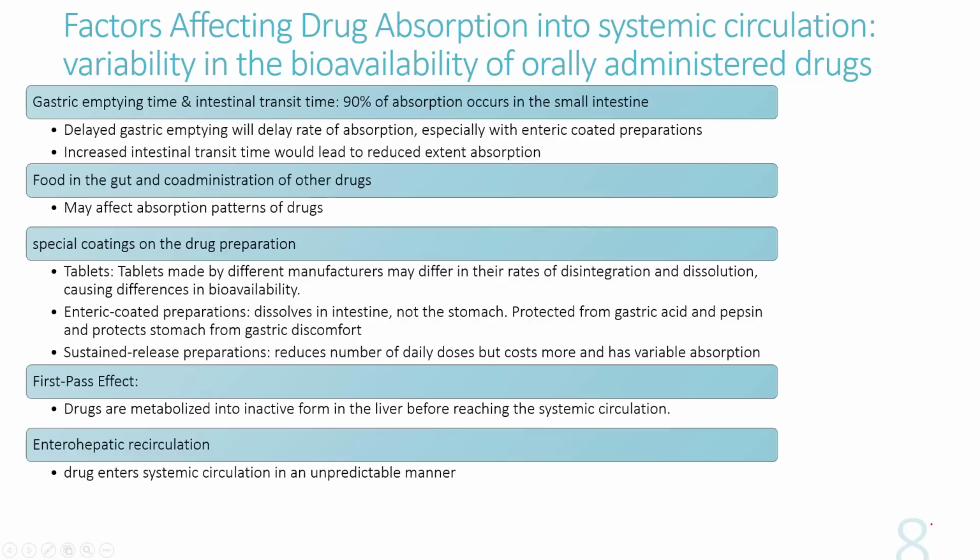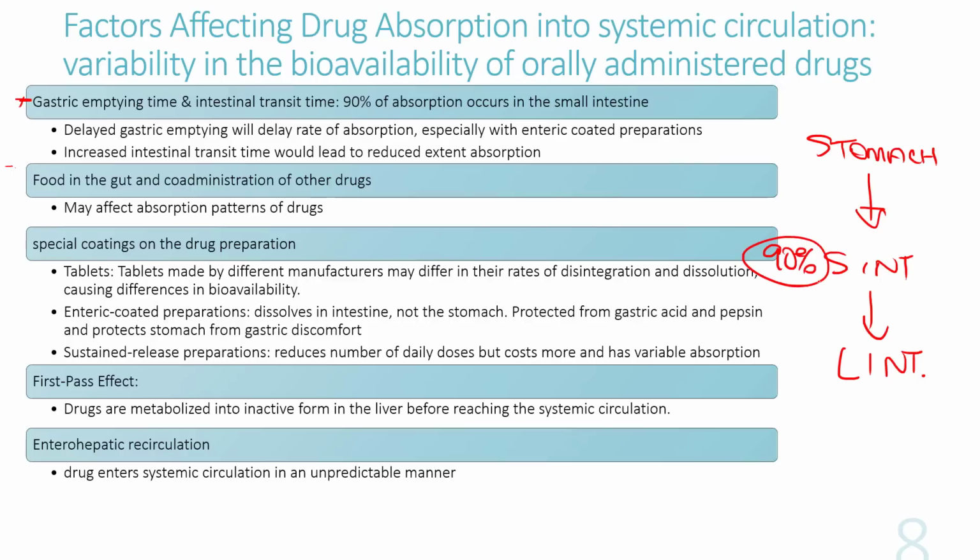This slide lists the major factors that affect bioavailability of orally administered drugs. The first point is how much time the drug and food spend in the digestive tract. If you can recall, food goes from the esophagus to the stomach to the small intestine to the large intestine. And it's really in the small intestine that 90% of all nutrients and drugs are absorbed. So the longer food, nutrients and drugs spend in the small intestine, the more gets absorbed. The shorter the time in the small intestine, the less gets absorbed. If food moves through the intestine very quickly, it's said to have an increased intestinal transit time. That means it will reduce the extent that the drug is absorbed.